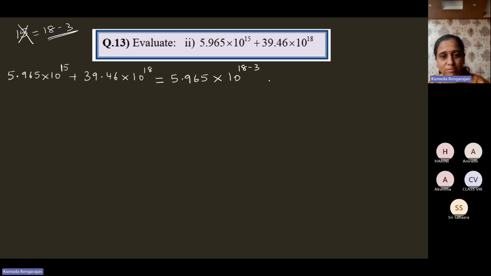The others as it is, plus 39.46 into 10 to the power 18 as it is. Don't change 18 also. You're going to change only one of the two numbers, either 15 or 18. So here you've changed 15. That's it. The others as it is. Is this step clear to all of you?